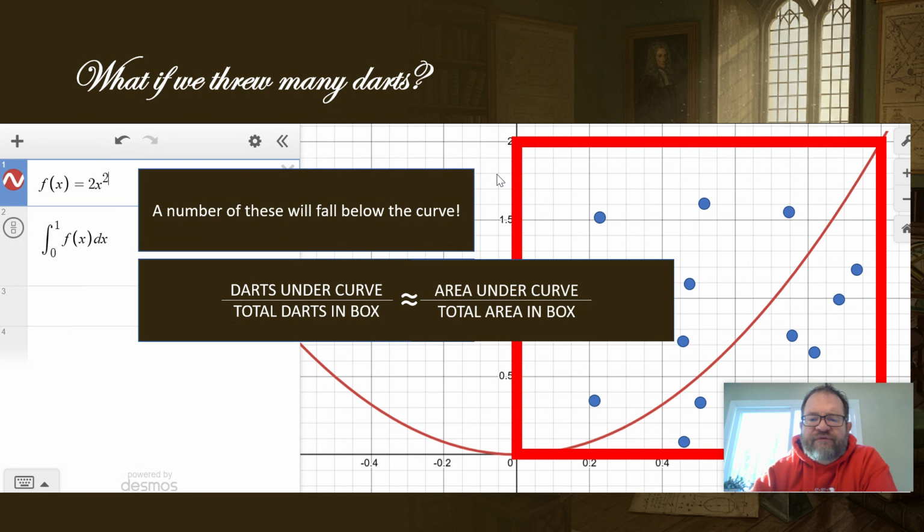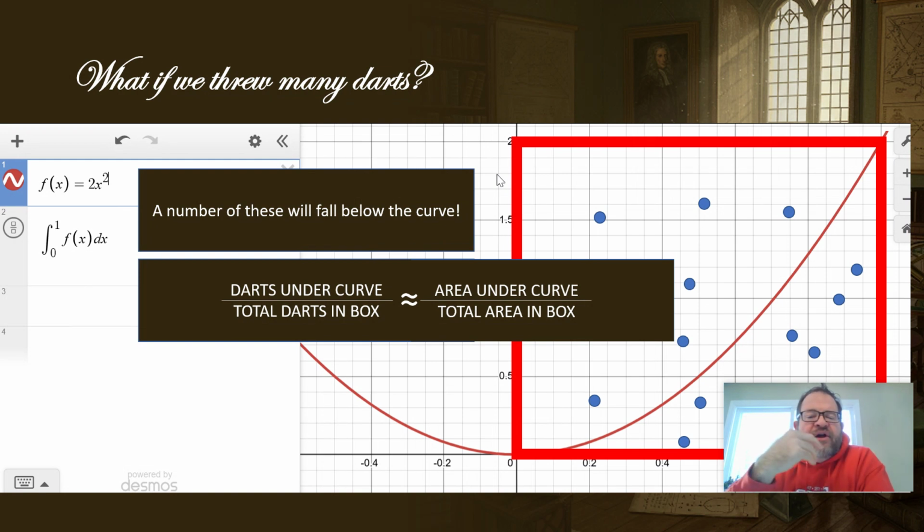You could pause the video if you want to think about that for a little bit and realize why that would have to be. They're not going to be a perfect match because throwing darts has some chance. In theory, you could have thrown the darts and all of them ended up below the curve. But as a rough approximation, this will probably be pretty good.